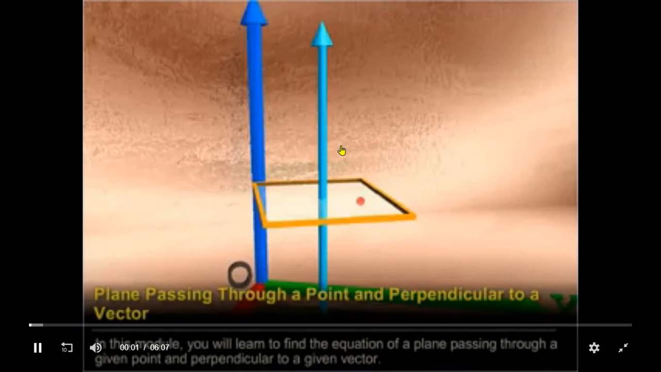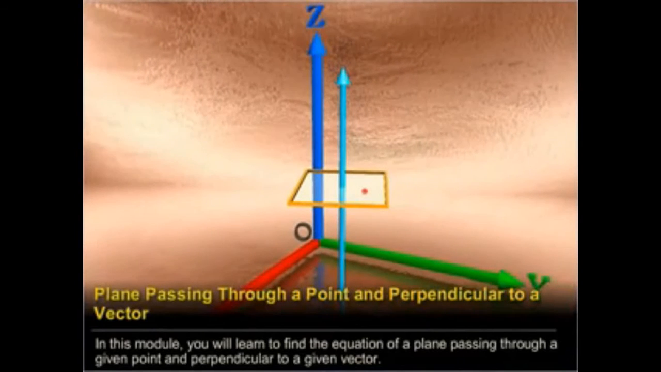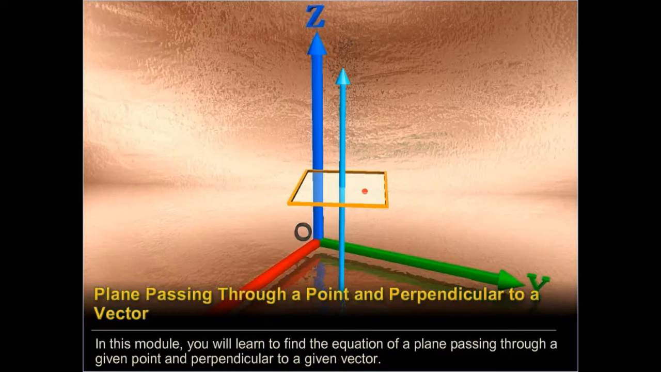Plane passing through a point and perpendicular to a vector. In this module you will learn to find the equation of a plane passing through a given point and perpendicular to a given vector.